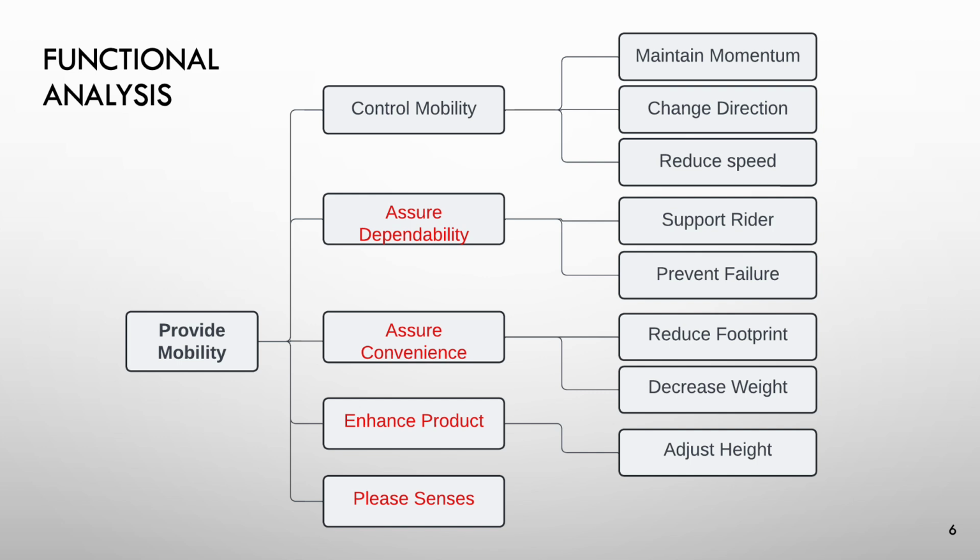This is our FAST diagram. It describes the functions that the scooter is able to perform. Our main function branch relates to controlling the mobility of the scooter in favor of the rider.